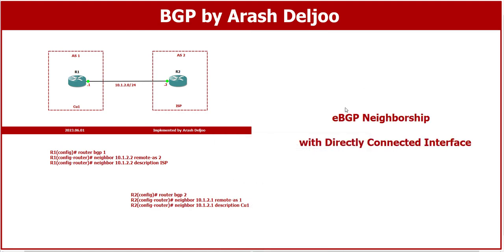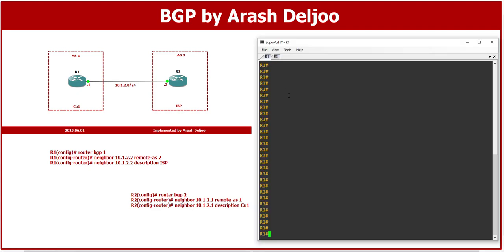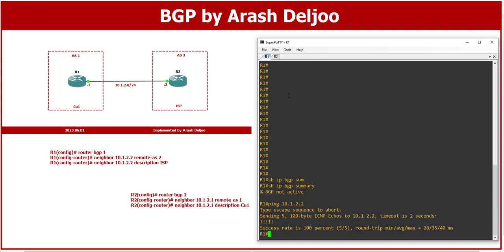Let me show you how we can configure it. It is very easy. In router 1, first show IP BGP summary can show us that now we don't have any BGP configuration in router 1. Let me start configuration, but we have connectivity between router 1 and router 2. Ping, for example, 10.1.2.2. As you can see, we have connectivity.